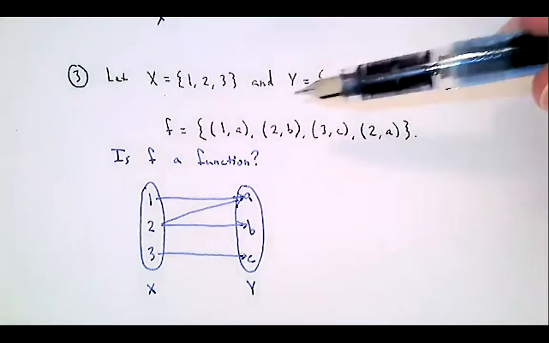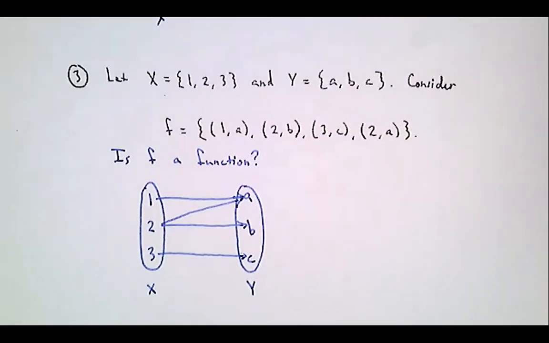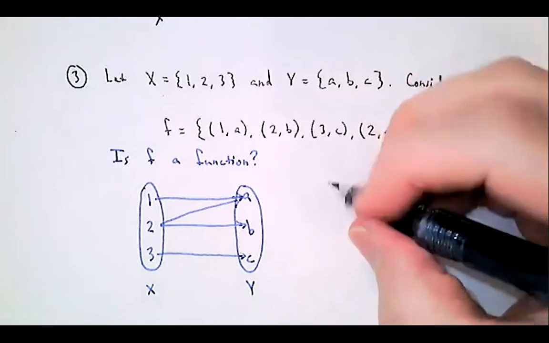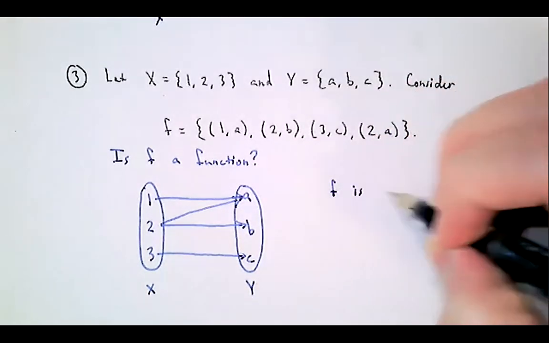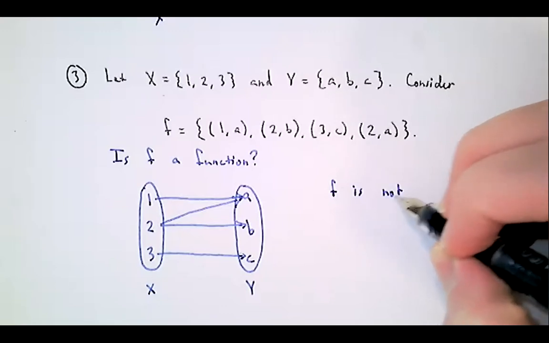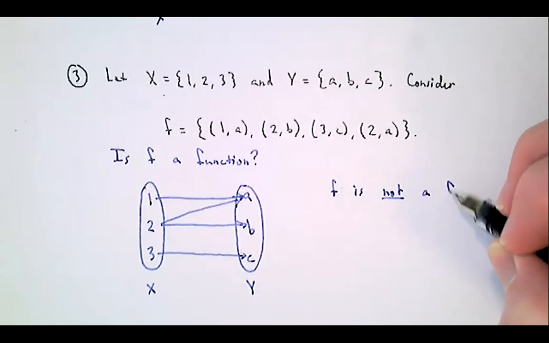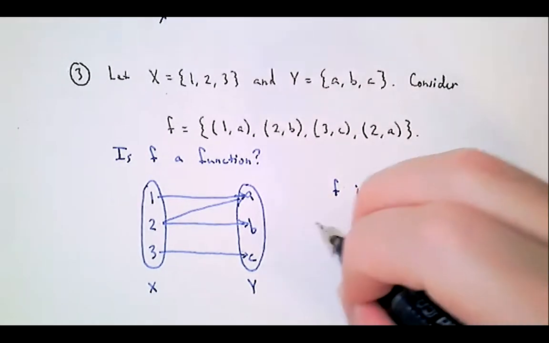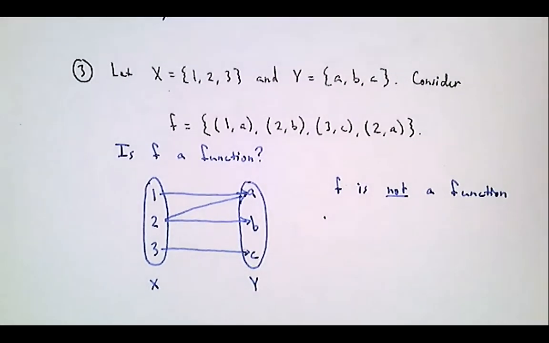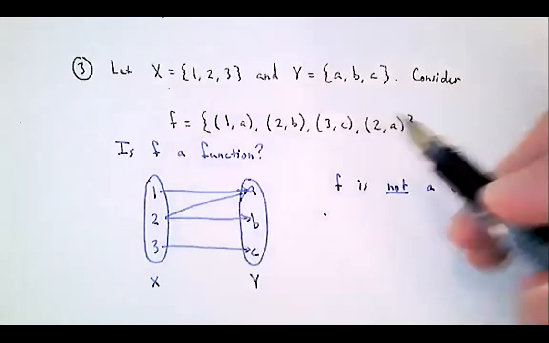So is this set of ordered pairs a function? No. I'm going to say no because 2 goes to 2 different things. Good. Yeah, that's exactly the reason. F is not a function, because there are 2 arrows from the number 2.